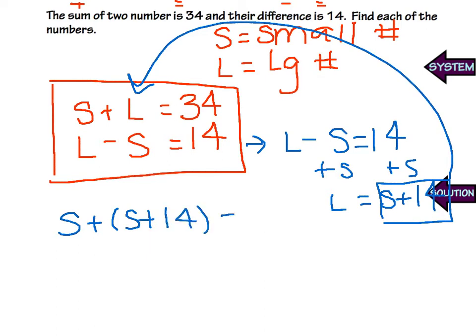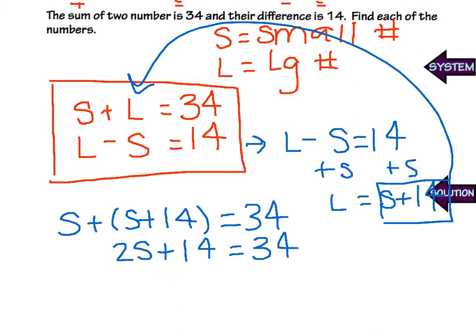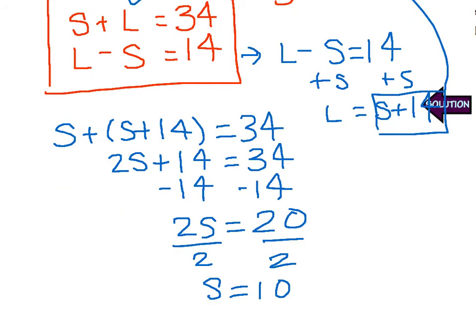Now you notice I use parentheses here. I'm in that habit. But because I don't have to distribute anything, the parentheses are unnecessary. So I can go ahead and combine like terms. I get 2S plus 14 equals 34. Go ahead and hit pause. Solve the equation for S. Okay, when I solve for S, I got S equals 10. If you got something different for S, go ahead, pause the video, and compare your work to mine.